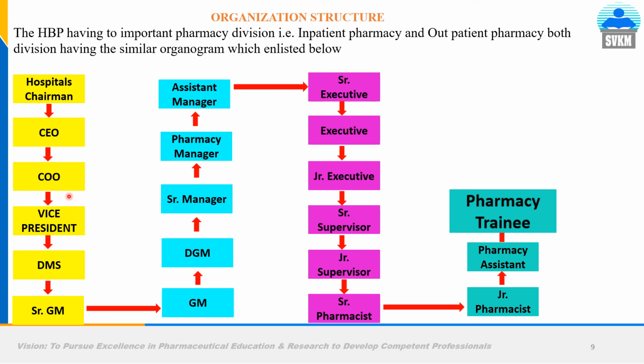This information is received by each departmental head, whether it is operations, HR, or projects. That MIS has to reach the CEO. The CEO compiles the MIS, and the final report goes to the chief executive officer. The chief executive officer analyzes the reports, and he is directly answerable to the hospital chairman. So this is a typical organization structure for a hospital pharmacy.